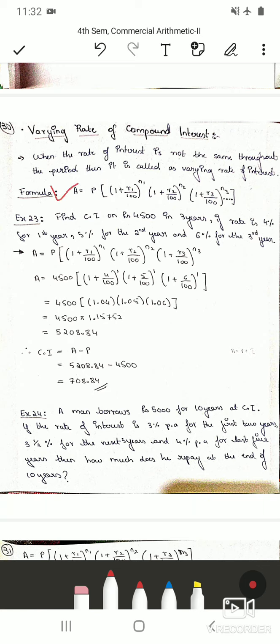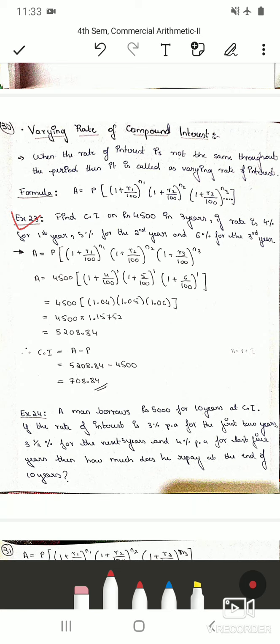So the formula to find the amount in such cases is P, that is principal, into (1 plus R1 by 100) whole raised to N1, into (1 plus R2 by 100) whole raised to N2, into (1 plus R3 by 100) whole raised to N3, and so on, depending on how the period is divided. And here the meaning is, for N1, say for example 2 years, what is the rate of interest for the first 2 years, then for the next 2 years what is the rate of interest. You will understand this better when we solve problems.